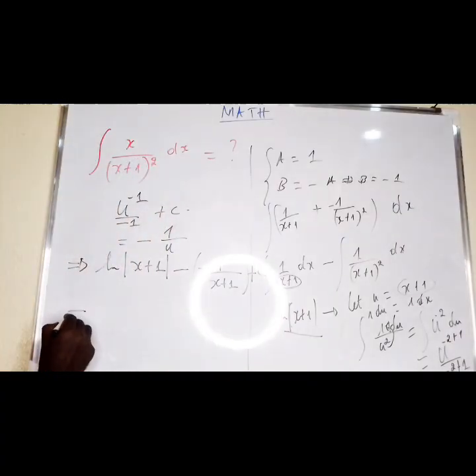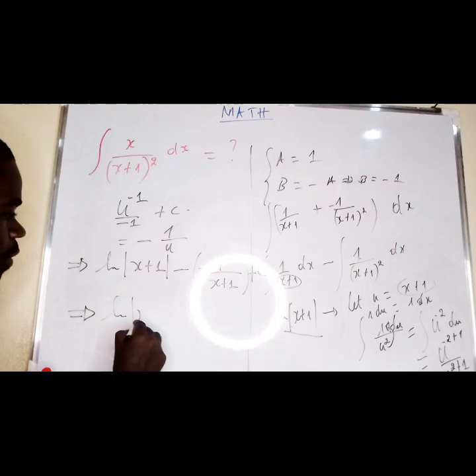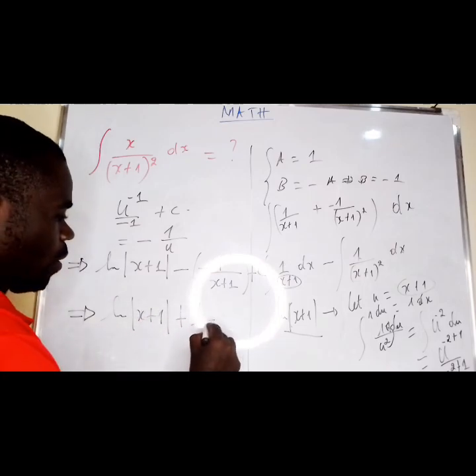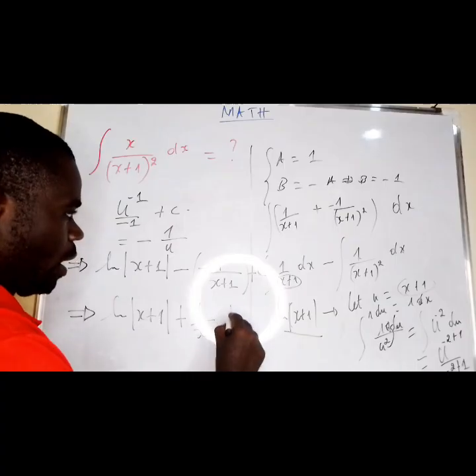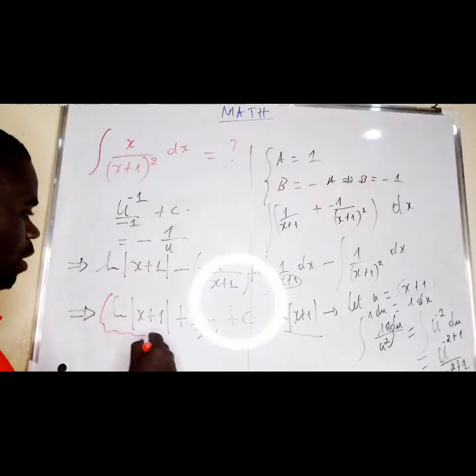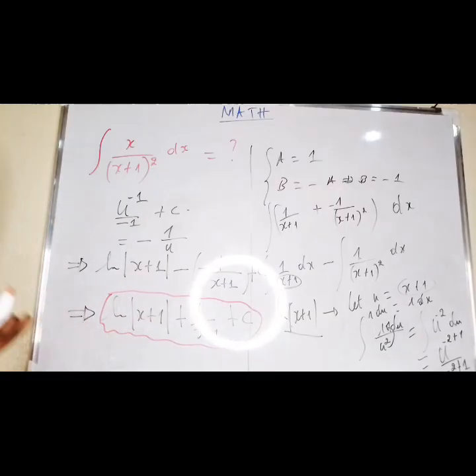So the final answer of that is ln of x plus 1, plus 1 over x plus 1, then plus a constant. This is the final answer to that integration. So, thank you very much.